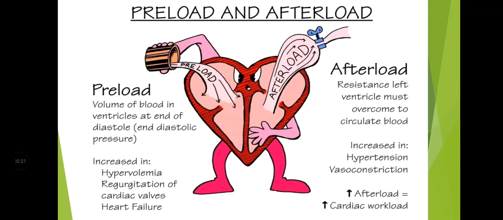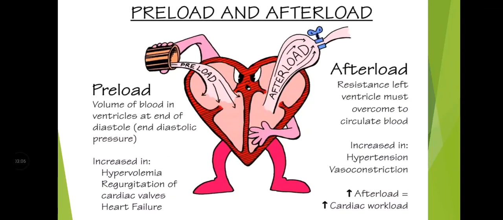In regurgitation of the cardiac valves, the valves are incompetent and cannot close enough to prevent excess filling. So the blood volume tends to accumulate, because even when they try to eject the blood out, not all the blood goes out with each beat. Some of it remains because the valves are incompetent, so it flows back. Then there's also heart failure.